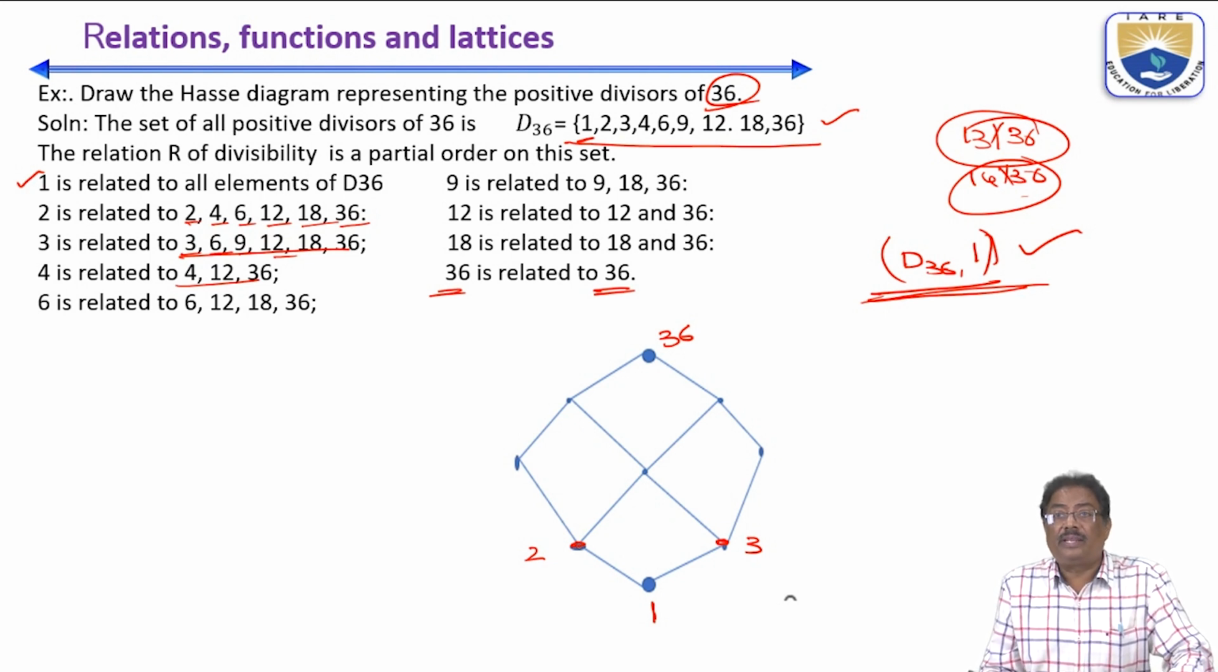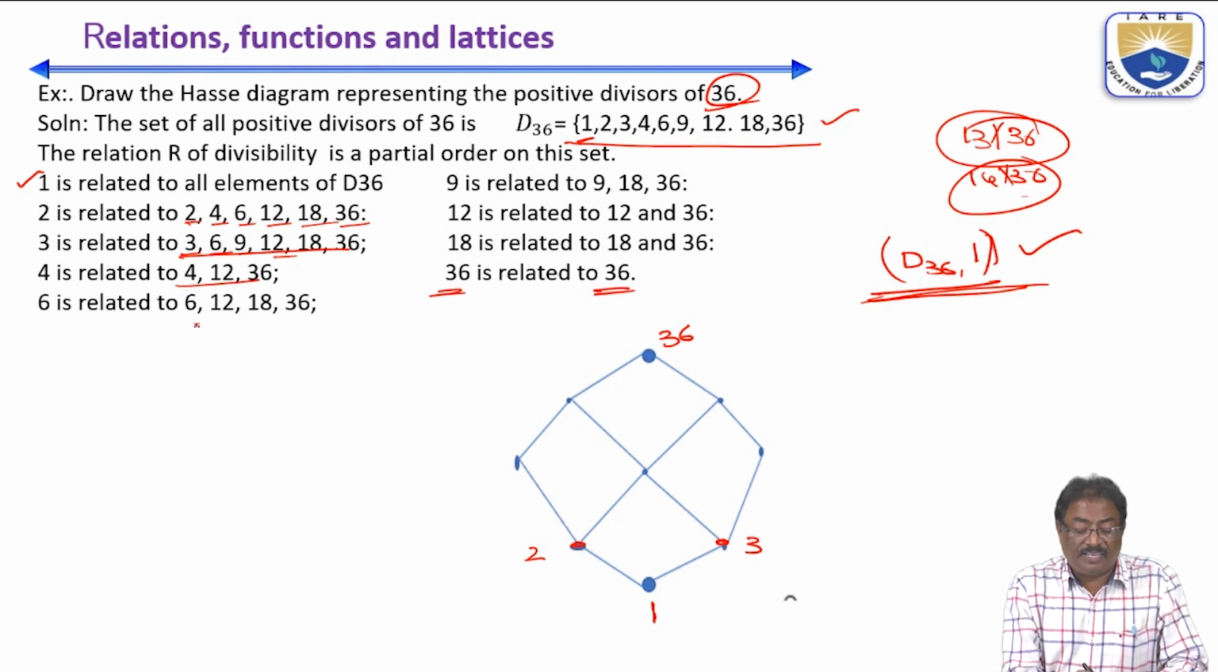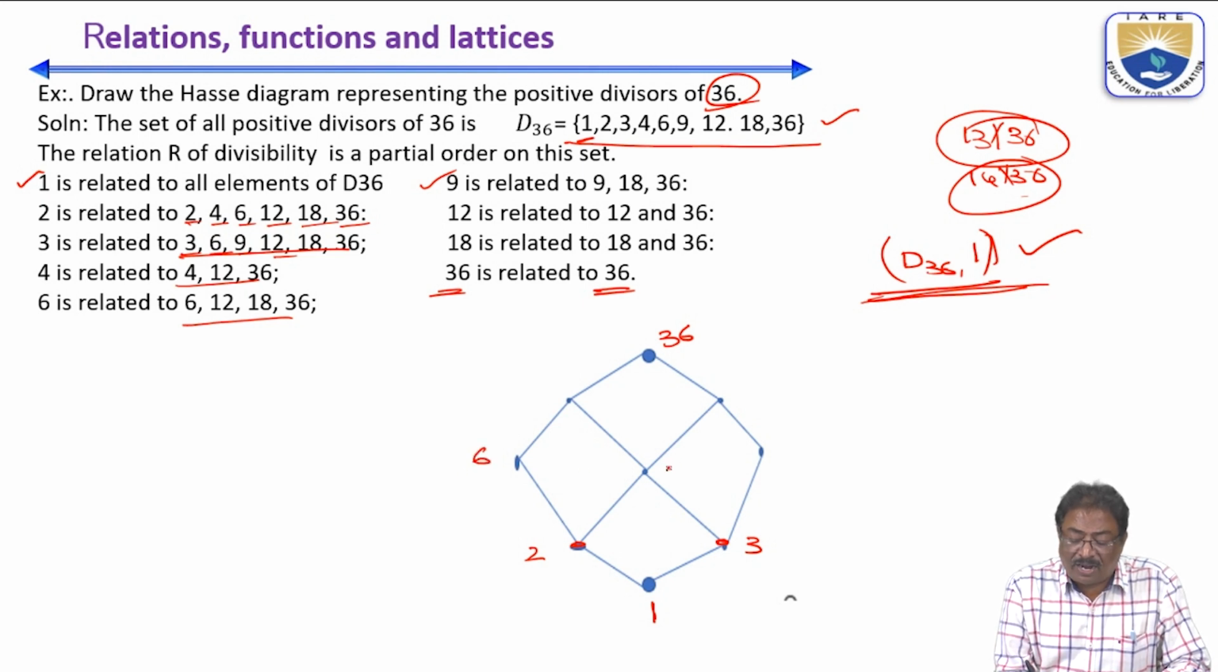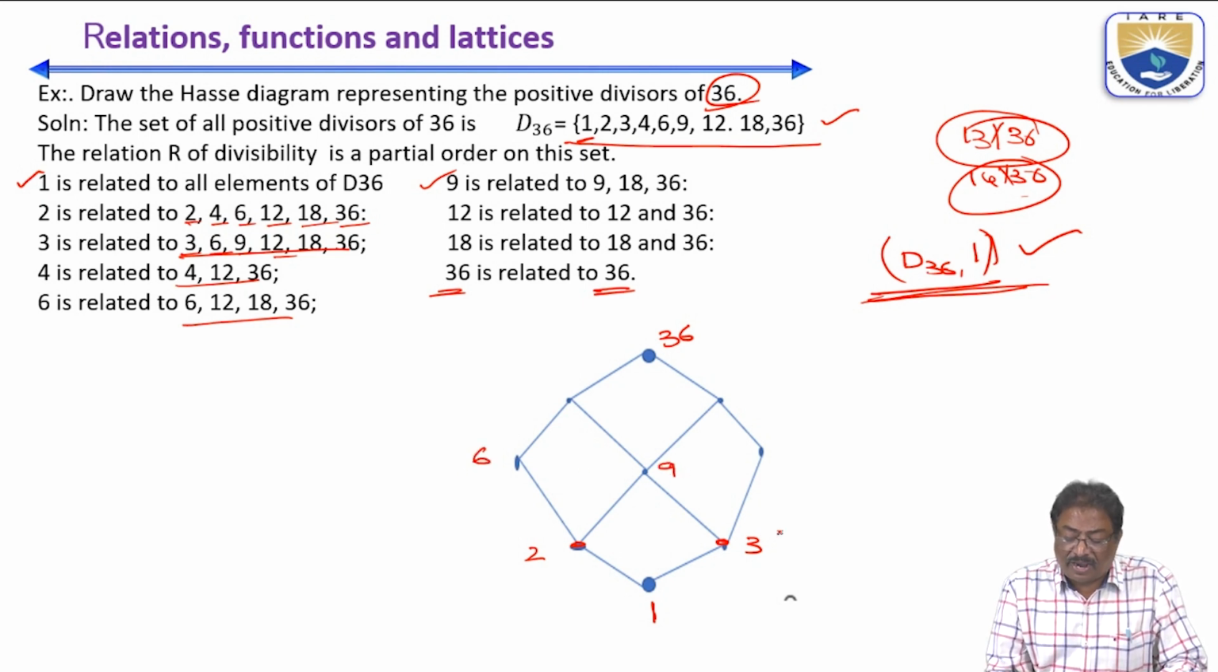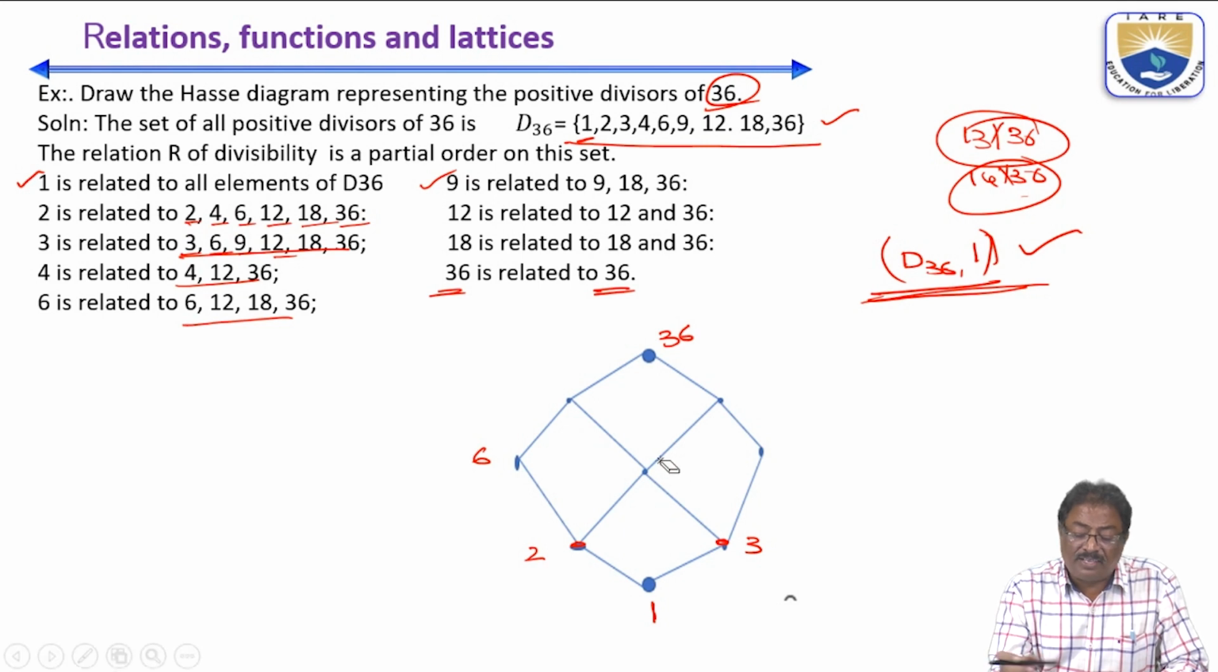Next level: 2, 3. Now the next level is 6. 6 divides these numbers, and 9 is there. So here 6 will be there, and 9 is not going to be divisible by itself. And next, another one is 36.